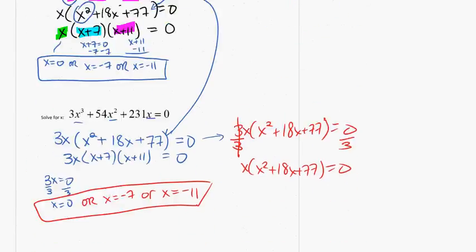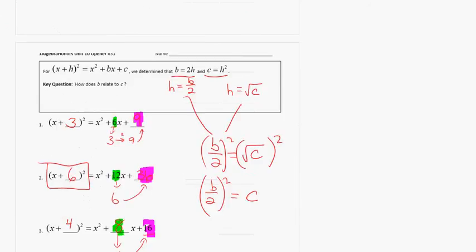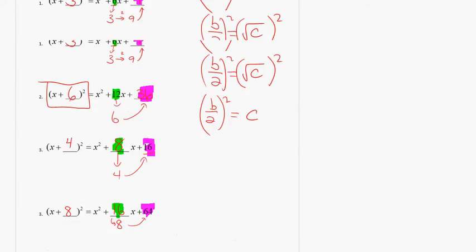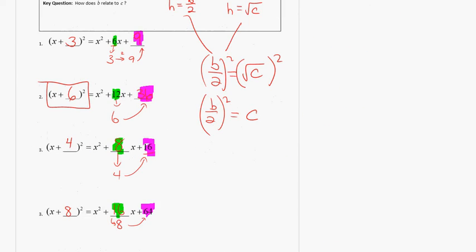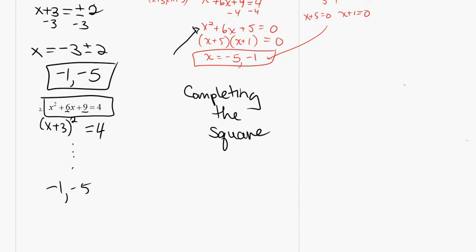Also, remembering back to the prior opener, remembering this rule, that c is half of b squared. So we can look at that. Is c, 9, half of b, which is 3, squared? Yes. If that's the case, we know our h value is half of b, hence our 3.